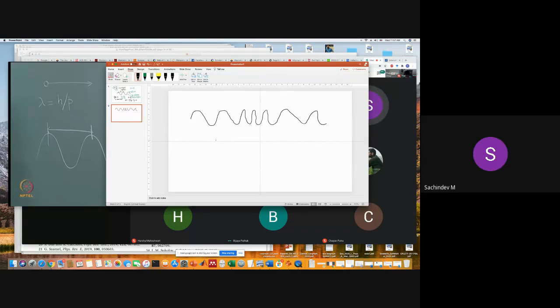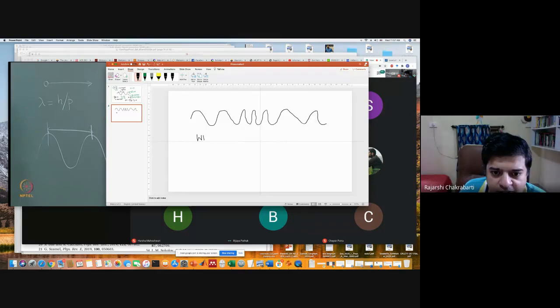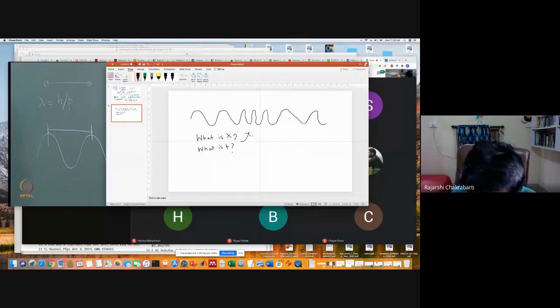We cannot find precisely the momentum. So the question is, what is lambda? And then the next question would be, what is P for this wave, isn't it? And this is not an easy question to answer, or maybe very easy to answer.